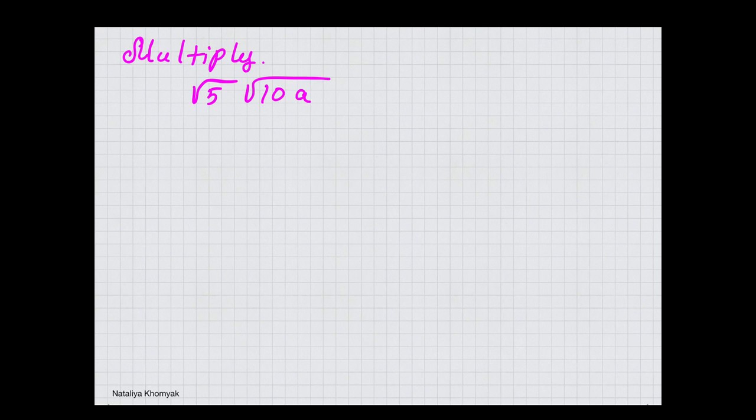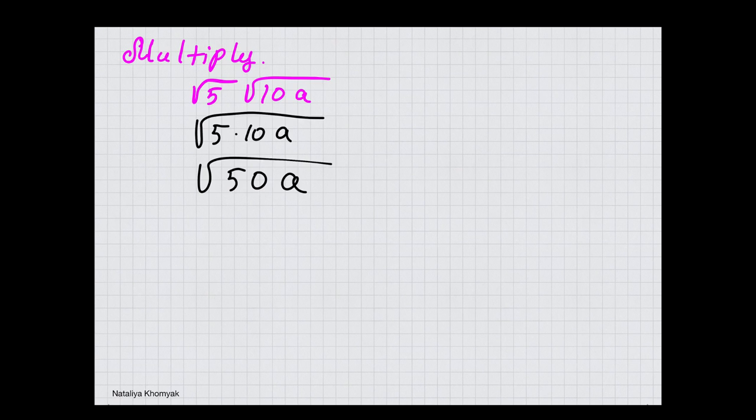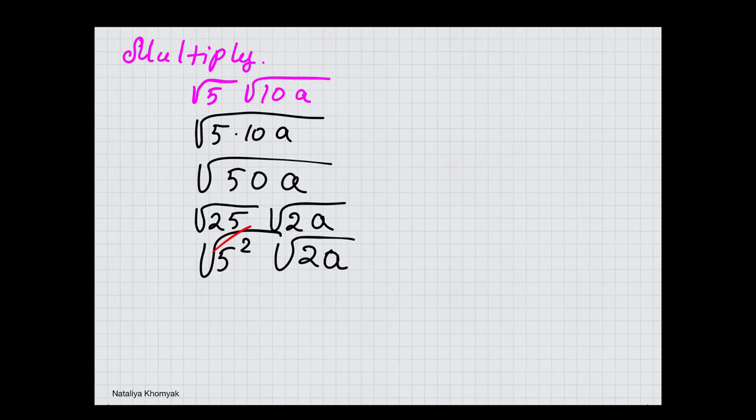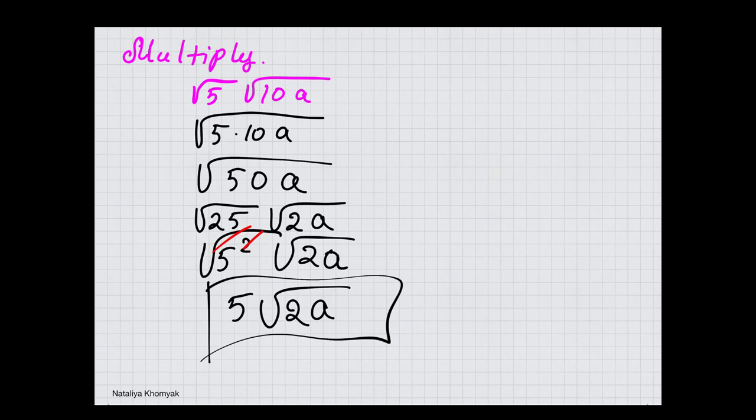So here we have square root of 5 times square root of 10a, and this will become radical 5 times 10a, which is square root of 50a, and I know there is a perfect square that goes into 50, which is 25 times 2 will give us 50 back. 25 is 5 to the second. Square root and the second power will cancel. Now we have 5 radical 2a, and this is our solution.